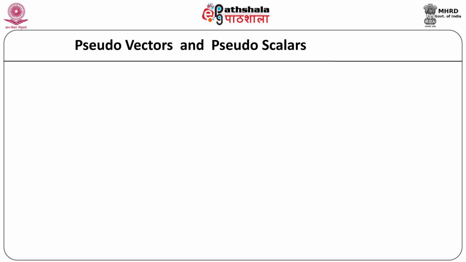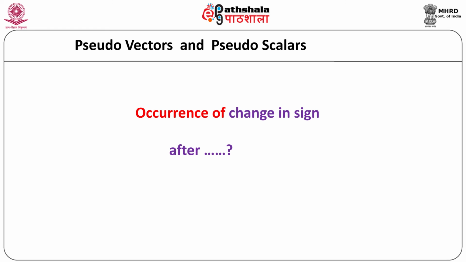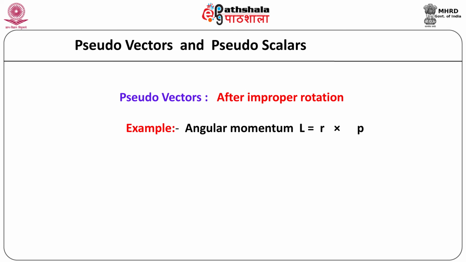We are coming to the end of this presentation. So far, many of the aspects dealt with are familiar to us. So can we have something interesting to note? Certainly yes. Have you heard about pseudo vectors and pseudo scalars? There is a change in sign in both of these quantities after something. What is that something? Pseudo vectors, after what is known as improper rotation, undergo a change in sign, though magnitude does not change. Let us not be afraid of the phrase improper rotation.